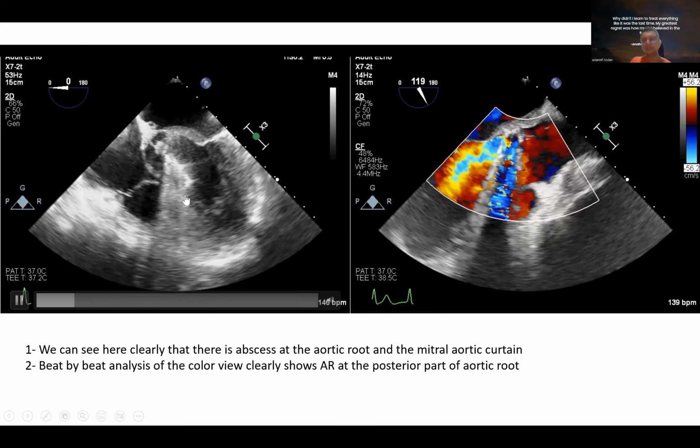There is turbulent flow across the aortic valve that can be normal. And there is also aortic regurgitation. So we can't really see here how severe the aortic regurgitation is. This is the short axis view of the aortic valve, and you can see here the formation of abscess. So this soft material here is an abscess. There is an abscess here in the short axis view.